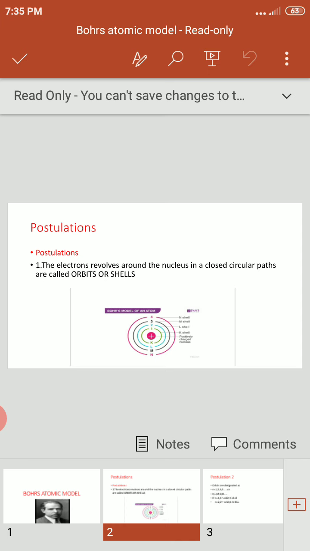What is the definition of an orbit? They may ask this question. The circular path around the nucleus where the electron revolves is called an orbit or shell. In the middle, the positive charge is the nucleus, and in the nucleus, protons and neutrons are present. Around the nucleus, electrons revolve. This point was taken from Rutherford's model.